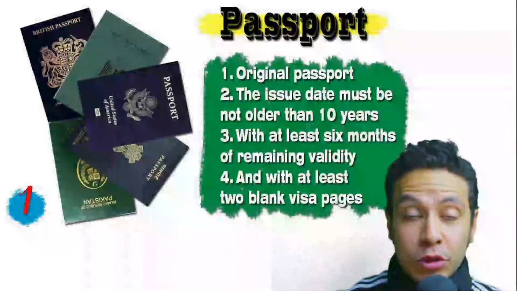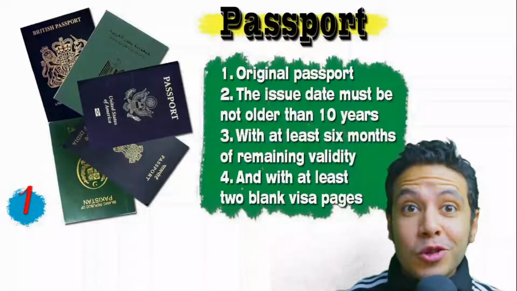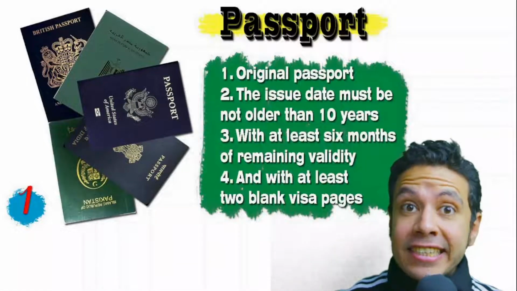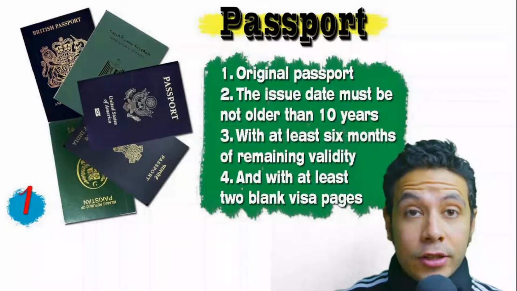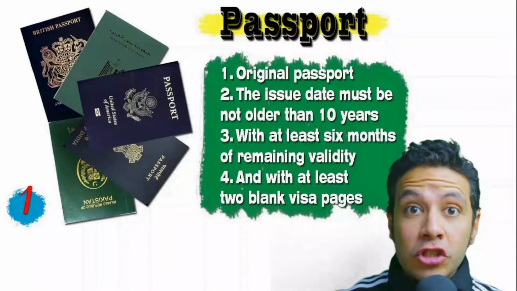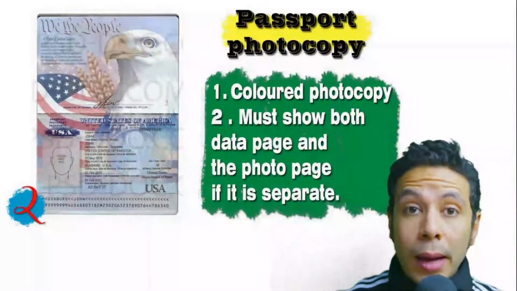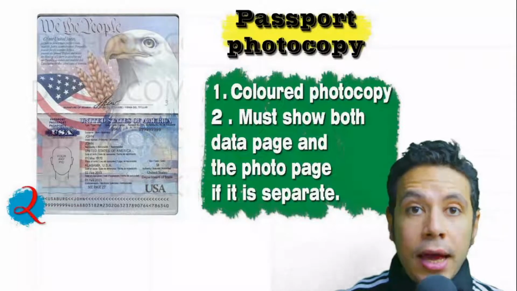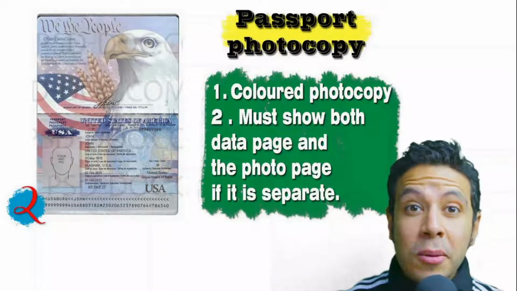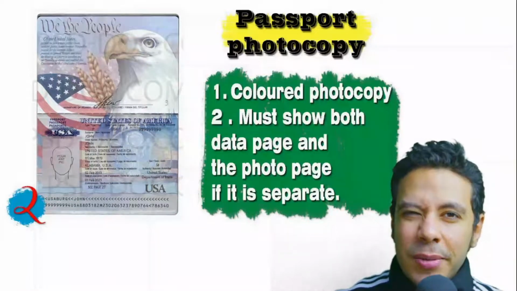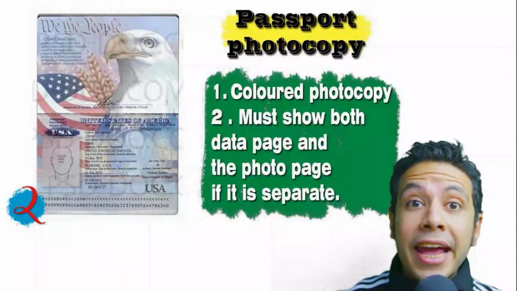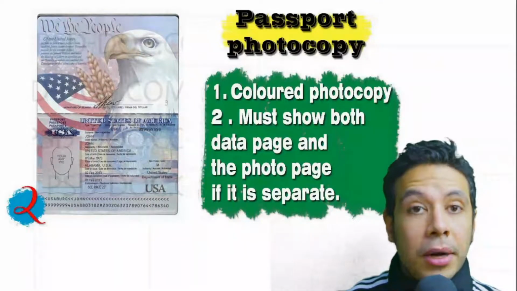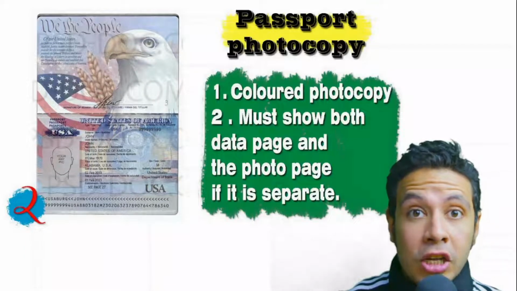So what are the required documents that you will need while applying for any visa? Speaking about your passport, it must be original, and it must not be older than 10 years, with at least 6 months of remaining validity, and with at least 2 blank visa pages for the stamps. In many cases, you will need also a passport photocopy. It might be 1 copy or more than one, and it's preferred to be colored, and both data page and photo page must be shown if separated. In some cases, you might be required to photocopy every single page of your passport. But in general, only the data page and the photo page are the needed ones.